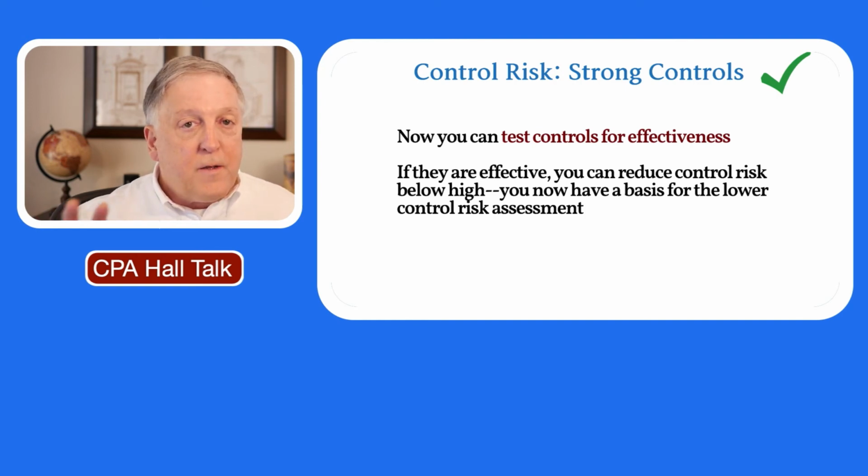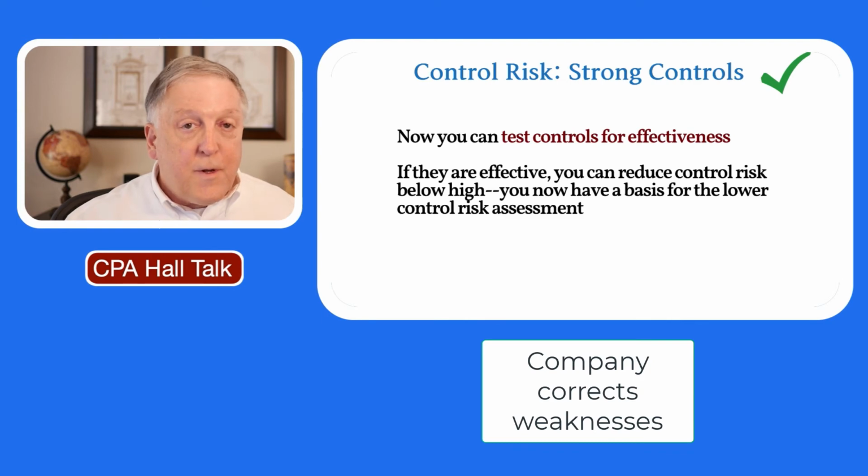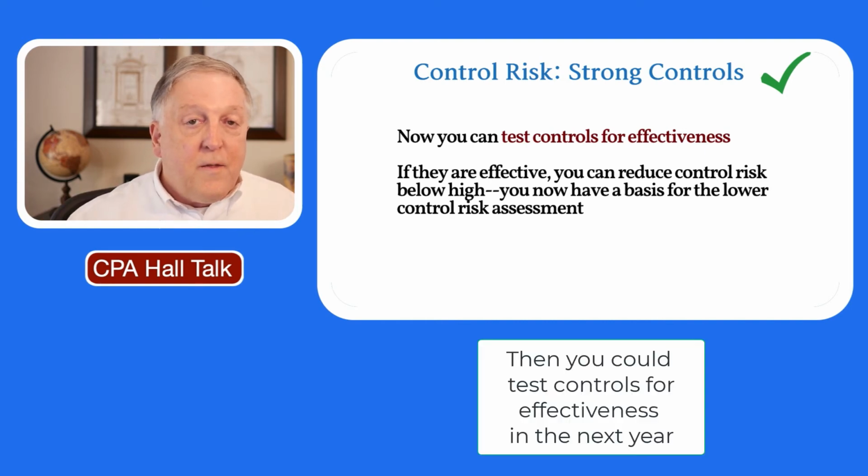So if we go back to the example we were looking at just a minute ago where you had two receiving clerks and they did everything, suppose that the company, after you tell them about these weaknesses, in the next year they implement appropriate procedures, they're performed in a timely manner, everything is working the way that it should be. In that situation, maybe the next year you would test controls for effectiveness if you wanted to.